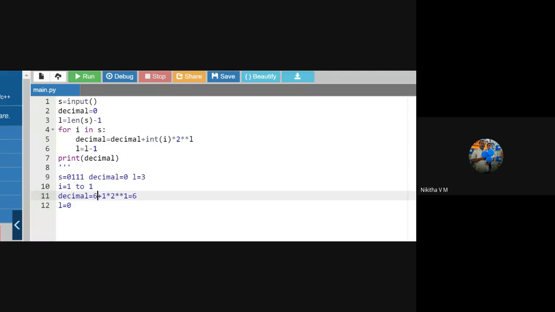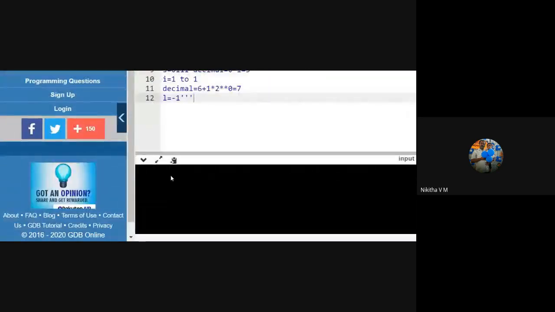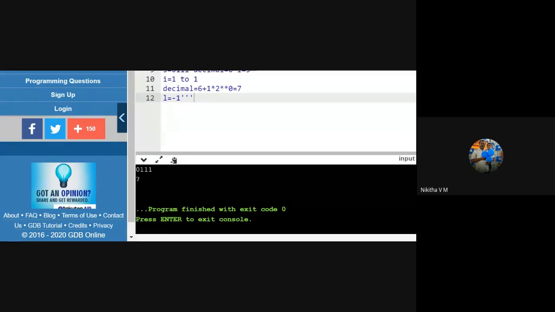Okay, so now 6 plus 1 into 2 and this is 0. Right? 1 into 2 is 2 to the power of 0. 2 to the power of 0 is 1. 6 plus 1 is nothing but your 7. Okay. Again L will become minus 1 and also your string came to an end. You will stop your iterations, come out, print the value of decimal. Okay. Check. 0, 1, 1, 1. We are getting 7.